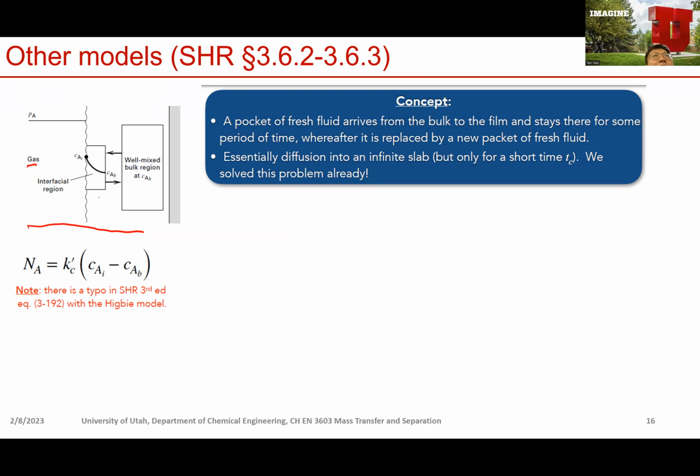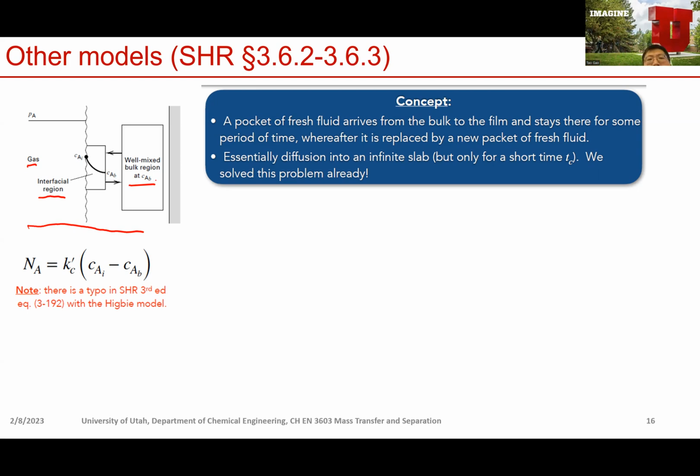Instead of having, as in the film theory, a film at the interface between the gas phase and the liquid phase, in this model we have an interfacial region. We don't have a film, we have an interfacial region. Underneath this interfacial region, we have a well-mixed bulk region. Well-mixed means there's no concentration gradient in this region.